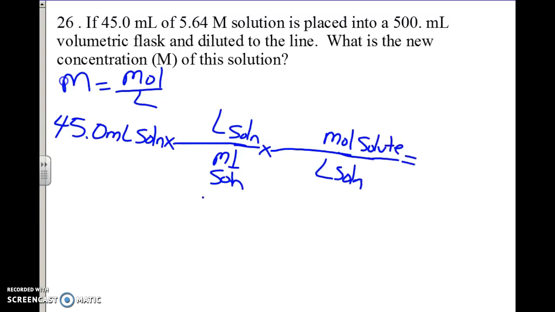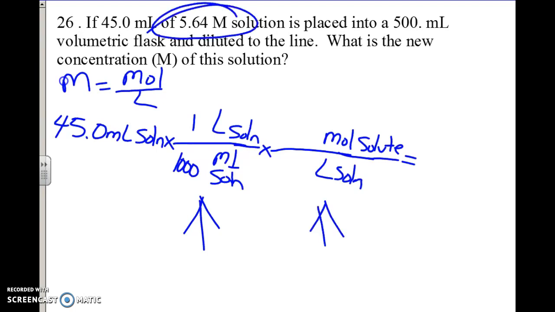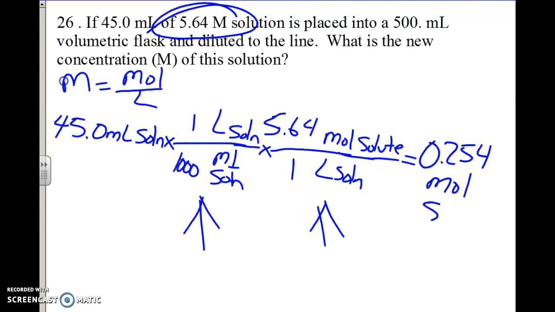To get this information right here, there's always 1,000 milliliters in 1 liter. And when we get information here, it is molarity. So that is where that number comes in. 5.64 moles in 1 liter of solution. You solve that and you get 0.254 moles of solute. So look that over, pause it if you need to.